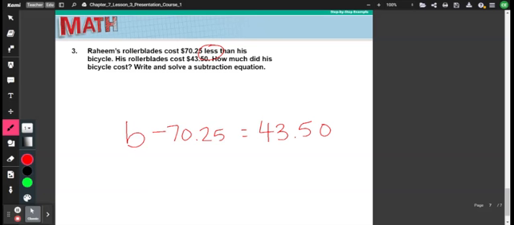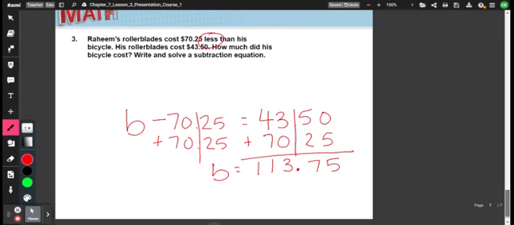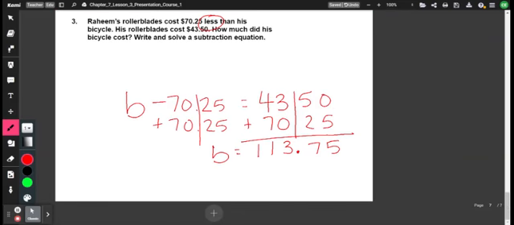Again, same thing, we're going to add 70.25. Now since this is a decimal, it is very, very important to line up the decimals. We want to line up the decimals with each side. So we're going to add. 0 plus 5 is 5. 5 plus 2 is 7. Drop down my decimal. 3 plus 0 is 3. And 4 plus 7 is 11. So that means his bike was equal to $113.75. That is the end of lesson 3 for chapter 7.